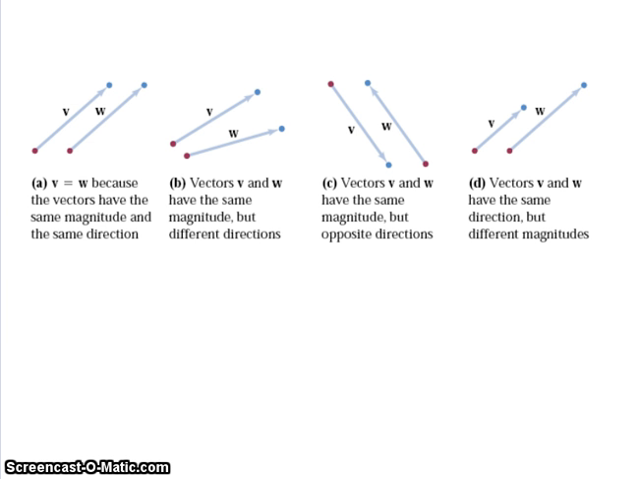So vectors can have different positions yet be equal to each other. For instance, vector v equals w because they have the same length and they have the same direction. So we have v and w here that have the same length but different directions. They're not equal. These 2 vectors have the same length but different directions. These ones here have the same directions but different lengths.